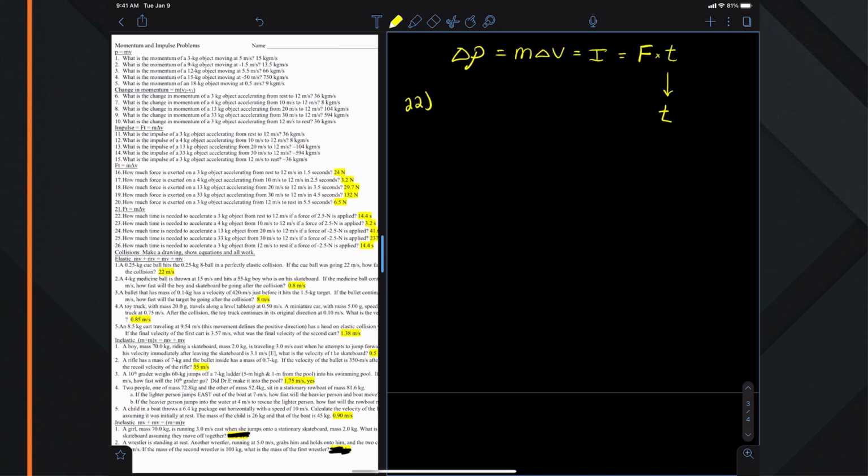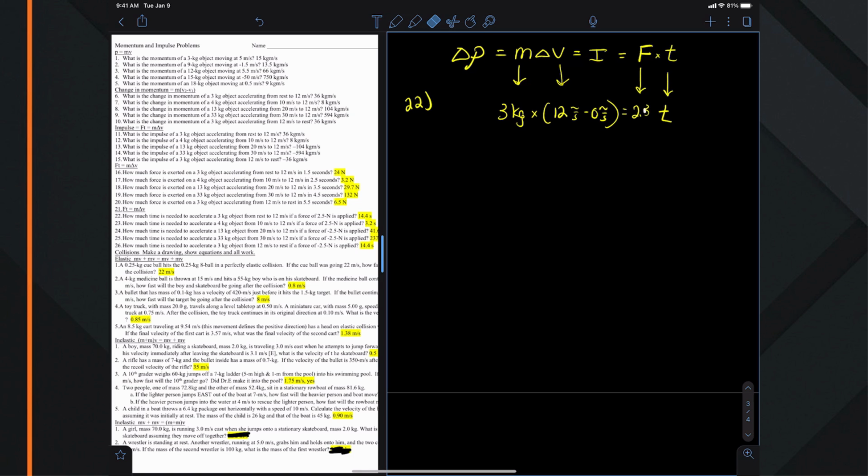It says to accelerate a 3 kilogram object, well, that's mass, 3 kilograms. From rest to 12, well, that's a change in velocity. So we have to go with final minus original. So it says from rest to 12, so 12 meter per second minus 0 meter per second. And it says this time, if there is a force of 2.5 newtons.